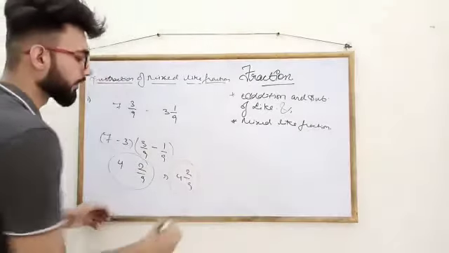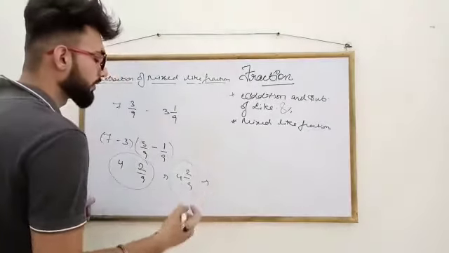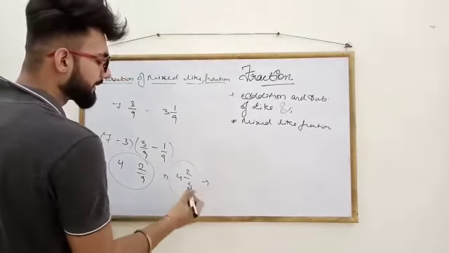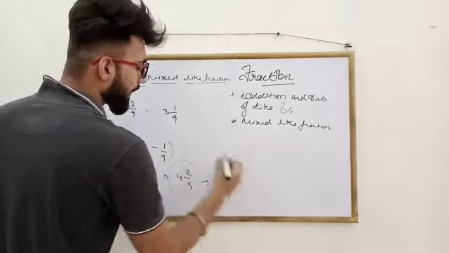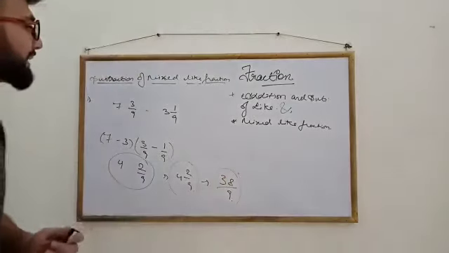And you can convert it into an improper fraction: 9 times 4 is 36, 36 plus 2 is 38, so 38 by 9. So in this manner we solve subtraction of mixed like fractions.